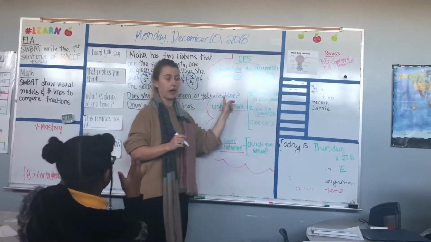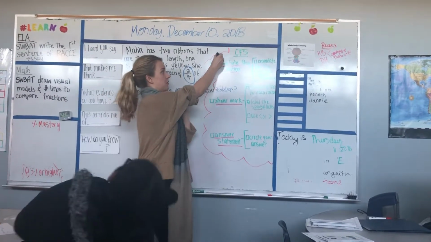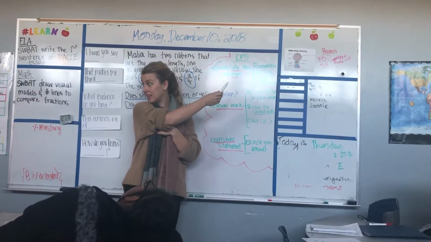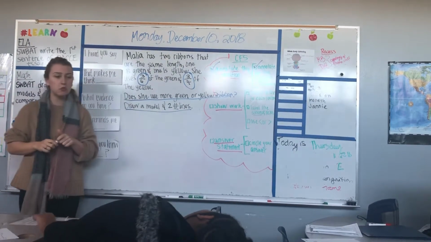Okay, so we just did our first step. We just annotated the question. Now I can put a check on that, and I can also put a check because we did what we were supposed to do today, Dale. And we annotated for the fractions that we're comparing. So now we get to move on to step number 2.